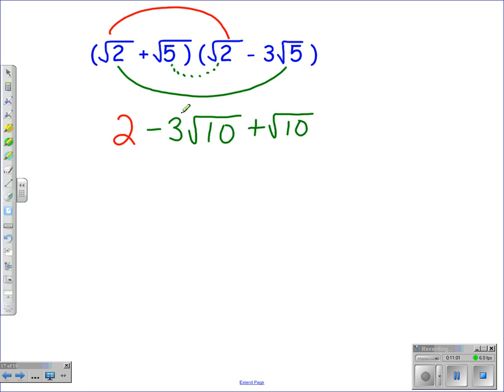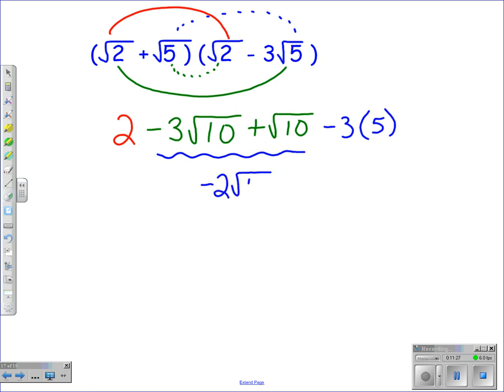And our last terms putting together up here is a square root of 5 times a negative 3 square root of 5. That means we will have a negative 3 times the square root of 5 times the square root of 5, which is 5, so we'll have actually a negative 3 times 5. Combine your like terms. The middle 2 terms both have a square root of 10, so we can add their coefficients together. And the 2 and then the negative 15 on the right-hand side we'll put together and have minus 13 as our final answer.